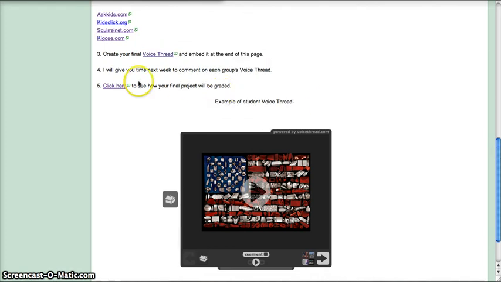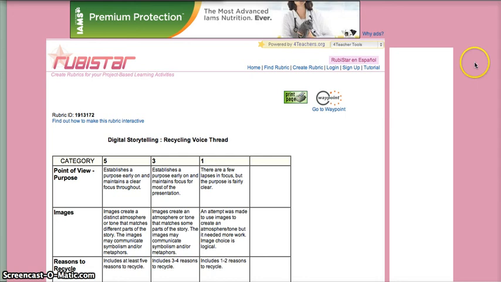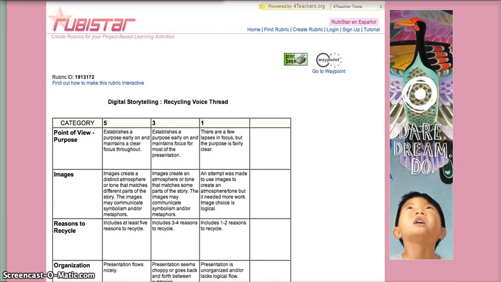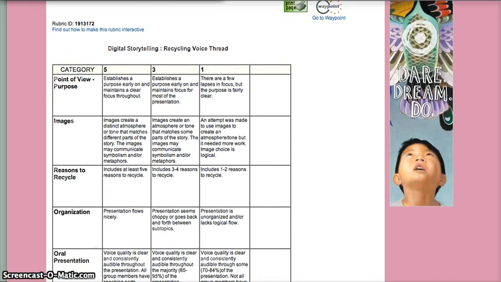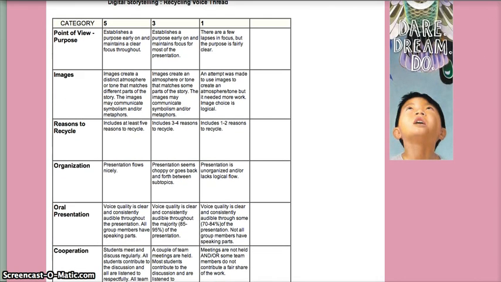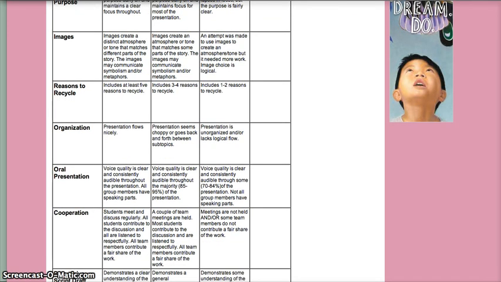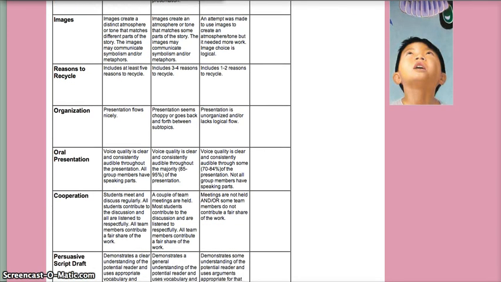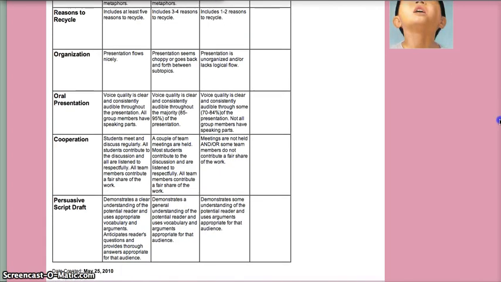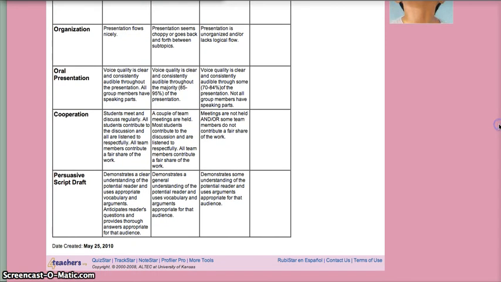They have several things that they'll want to be looking at. Their point of view, was it clear throughout the voice thread? Did they include images, other media? Some reasons to recycle. Did their presentation flow from beginning to end? How was their oral presentation? Was the voice quality clear? Could people understand what they're trying to say and how they were saying it? Did their group work well together? Because once again, this is a group project.